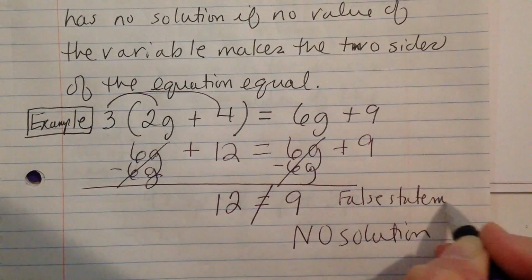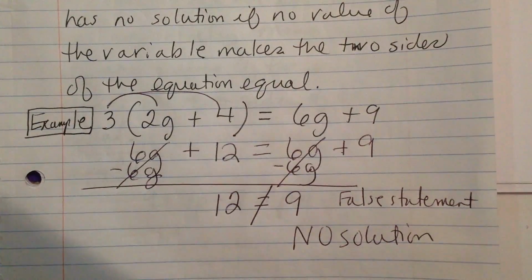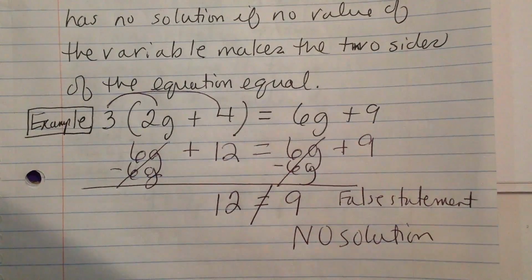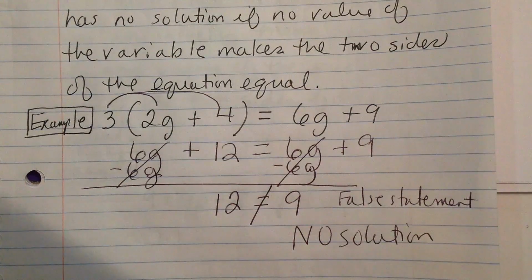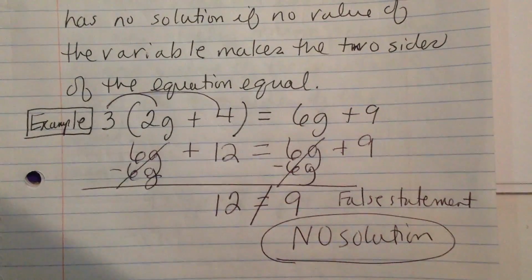So this is the type of equation where the answer would be no solution. When the variables cancel and the two numbers do not equal, it is a false statement, and your answer is no solution.